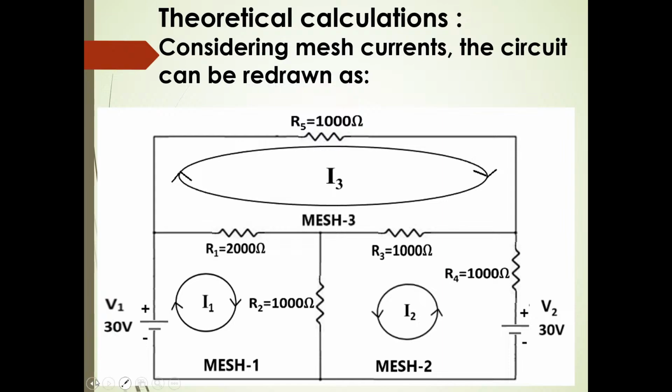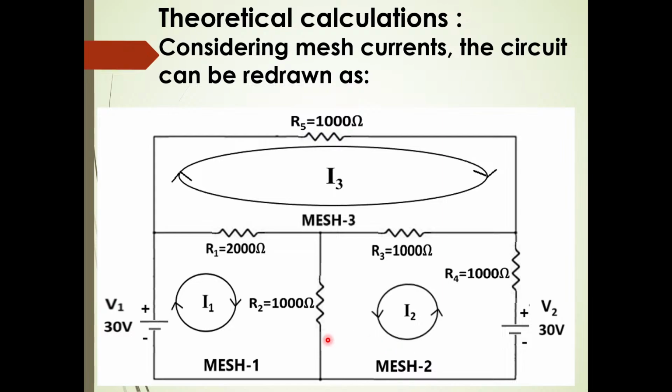So one more thing that I would like to discuss is in loop 1, that is mesh 1. To be more specific, we should not call it a loop. We must call it a mesh. So in mesh 1, what are all the elements that are there? Voltage source V1, resistor R1 and resistor R2. In mesh 2, what are all the elements? Voltage source V2, resistor R4 and resistor R3. Now what are all the elements that are available in mesh 3? Resistor R5, resistor R3 and resistor R4. So this is it.